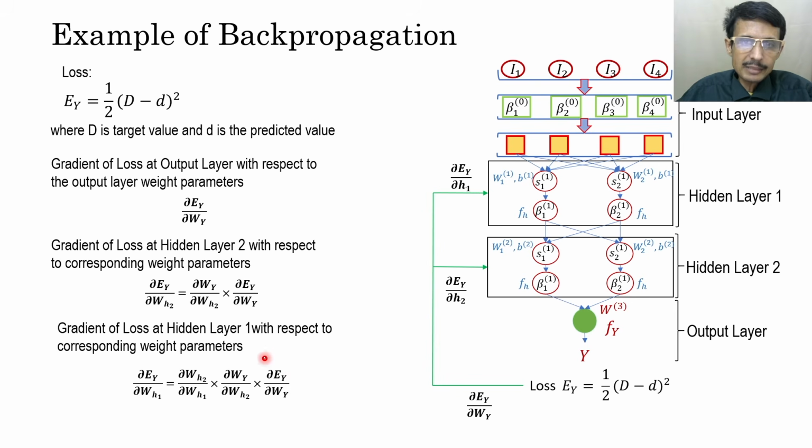Now an example of this backpropagation algorithm: the loss is d minus d hat, where d is the target value and d hat is the predicted value, and the gradient of the loss at the output layer is with respect to the output. These are the basic chain rule steps we have used, and we see how the loss is propagated through the last hidden layer, the next one, and so on into the input layer.